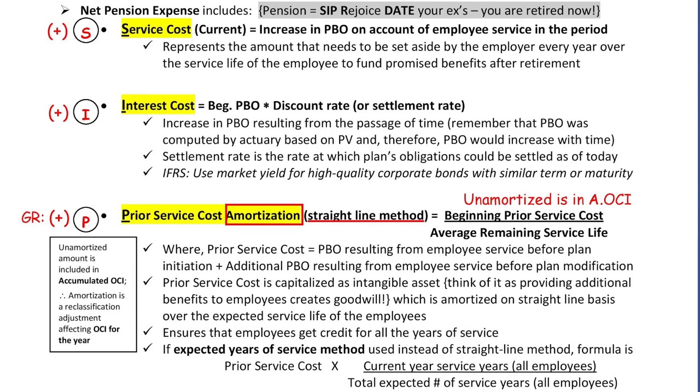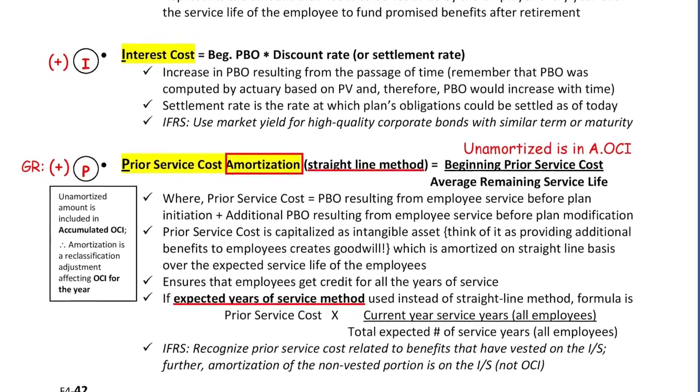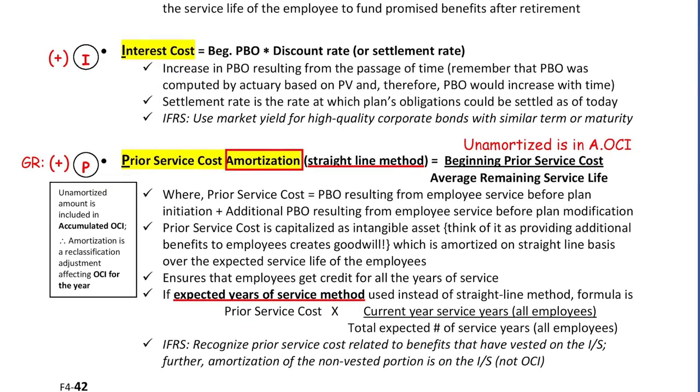Now besides the straight line method, you could also use the expected years of service method. Now in this method, you calculate a ratio where you look at the number of service years put in by the employees in this year, the current year, divided by the total expected number of service years for all the employees. Now this ratio is multiplied by the prior service cost to calculate the amortization for the period.